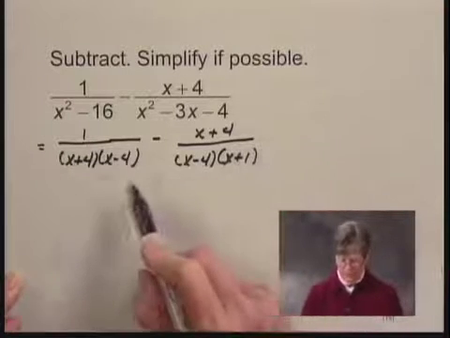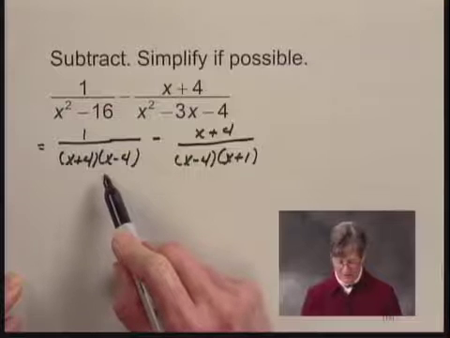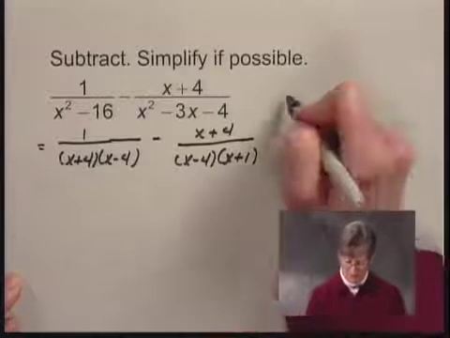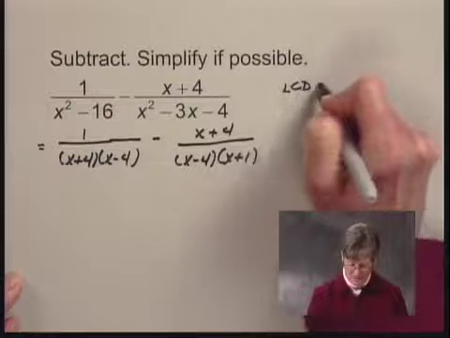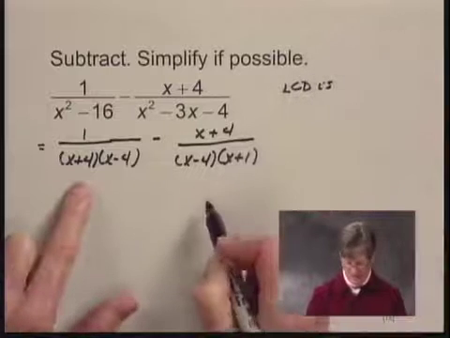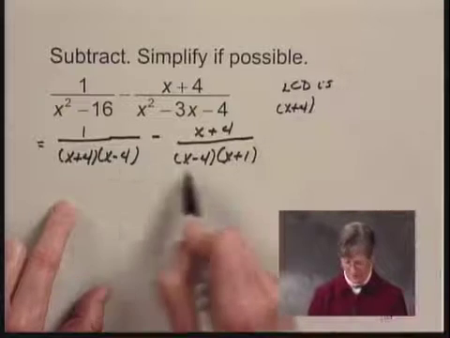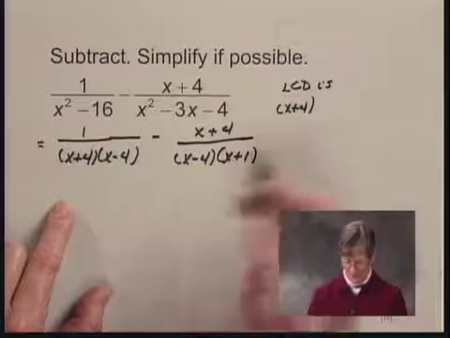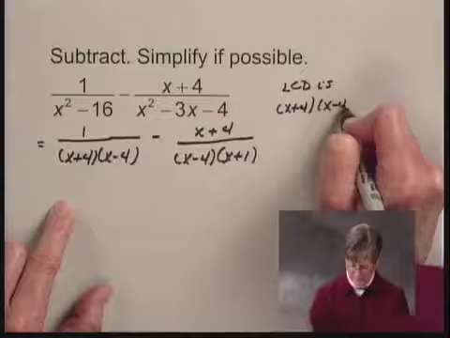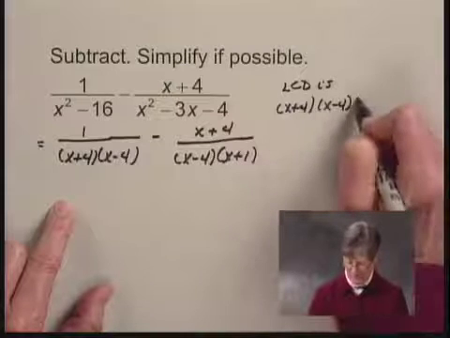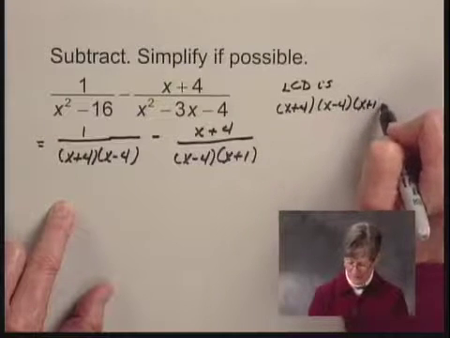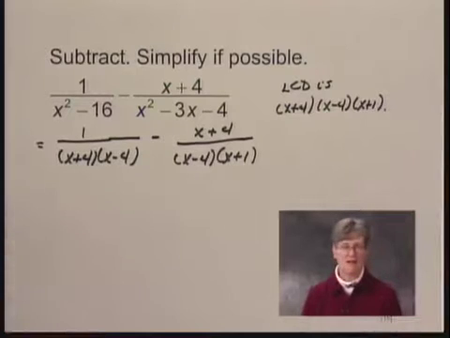Now we need to decide what the least common denominator is. It's the least common multiple of the denominators. So the least common denominator is going to have a factor of x plus 4, and it's going to have a factor of x minus 4. There's an x minus 4 in each of these. And it also has to have a factor of x plus 1 from that second denominator. So this is the least common denominator.